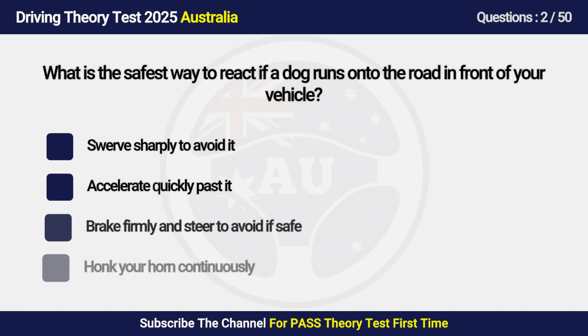Question 2. What is the safest way to react if a dog runs onto the road in front of your vehicle? A. Swerve sharply to avoid it. B. Accelerate quickly past it. C. Brake firmly and steer to avoid if safe. D. Honk your horn continuously.